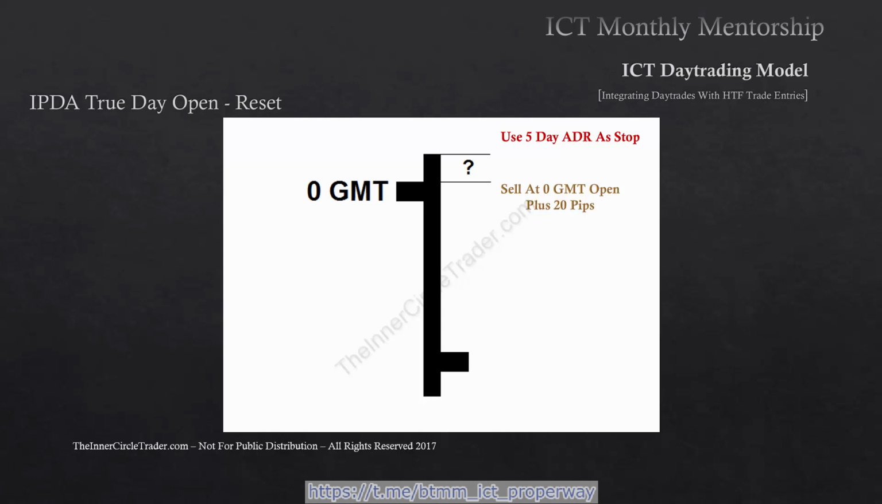There's your first portion, put it in there right away at 0 GMT. And then you can do a second portion at 20 pips above the opening price. It may not fill you there, but at least you have something in, so that way with a 5-day average daily range as your stop, there you go. You're positioned.